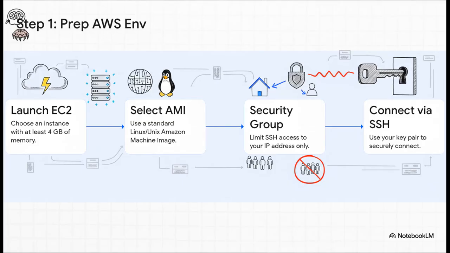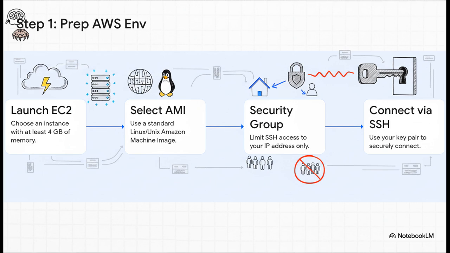First things first, we need to set up our virtual server, and we'll use Amazon's EC2 for that. You're going to want an instance with at least 4 gigs of memory to run smoothly. Then, you'll pick a standard Amazon Machine Image, or AMI. You can just think of that as the basic OS template for your server. Now, this next part is absolutely critical.